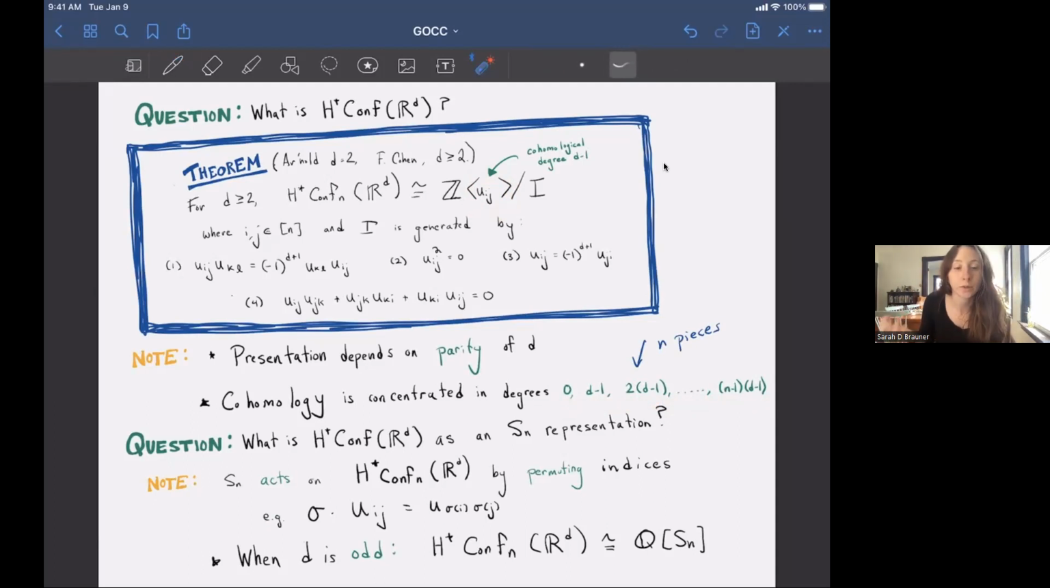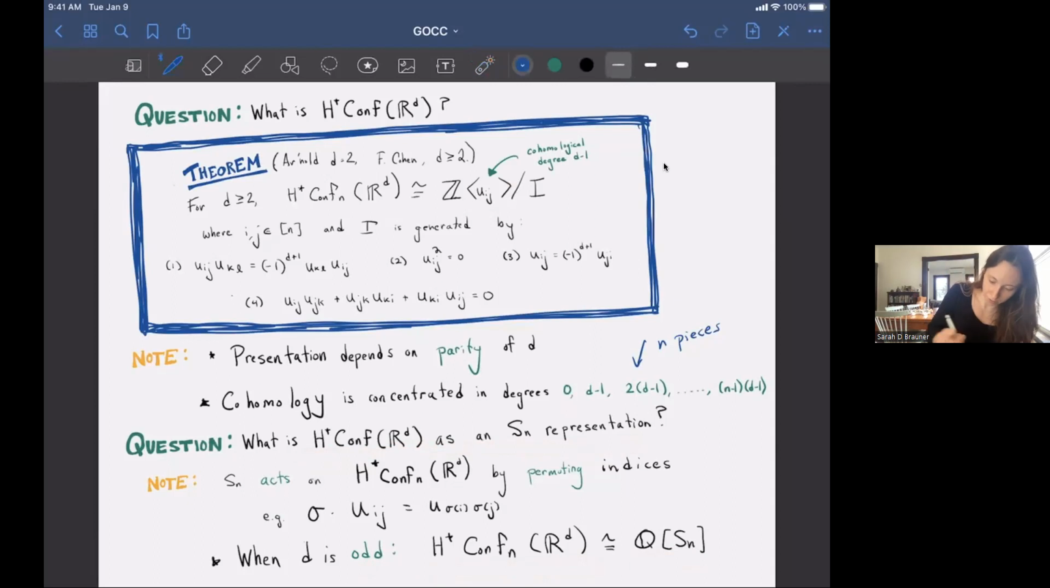A more nuanced question that we could ask is, what is the symmetric group representation structure on this ring? The reason that we have that is because the symmetric group acted on this topological space. So in cohomology, that induces a representation, and we can see the action really clearly. The symmetric group is going to act on this ring by permuting indices. So if I have a permutation sigma, it's going to act on my generator Uij in the same way that it would act on i and j. And one partial answer to this question of what this space looks like as an SN representation is that if I take D to be odd here, then it turns out the total cohomology is exactly the regular representation of SN. And this is not true when D is even.